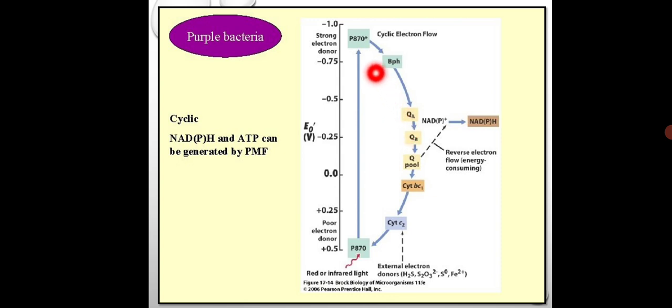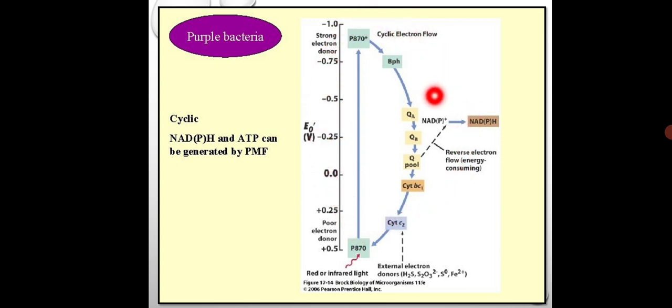Electrons get transferred from this excited state to bacteriopheophytin, from bacteriopheophytin to bacteriochlorophyll, from bacteriochlorophyll to quinone complexes. Quinones are the mobile carriers. So quinone A, quinone B, and then to the quinone pool. From the quinone pool, these electrons are transferred to cytochrome BC1. From cytochrome BC1, it gets transferred to cytochrome C2. From cytochrome C2, it is back to the reaction center called P870. So this is the cyclic process.